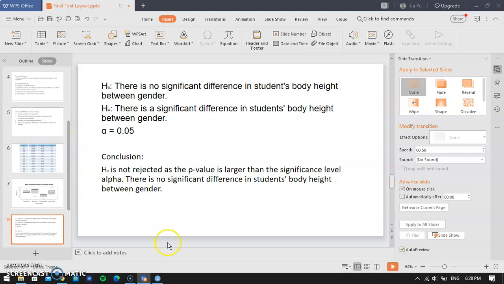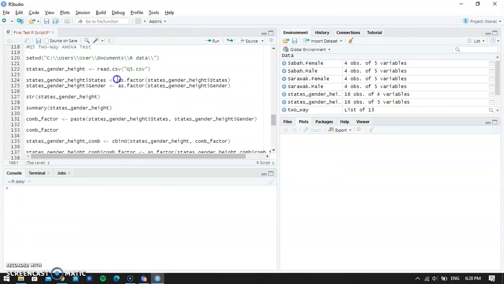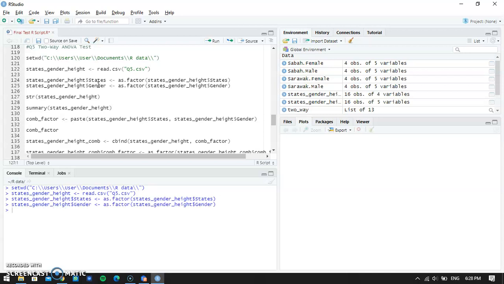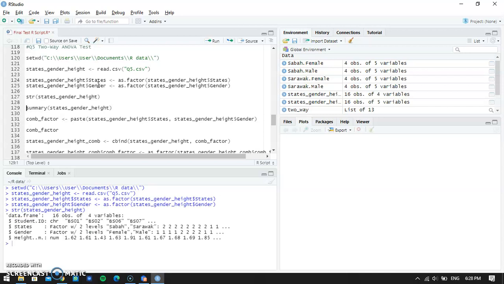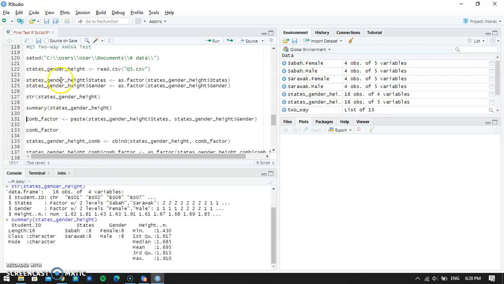Next, I'm going to show my R script. First, I set up my working directory. Then I read my CSV file. I've converted both the states and gender into factor, and this is how the structure looks like. The structure consists of 16 observations of 4 variables. Next, I summarize them all.